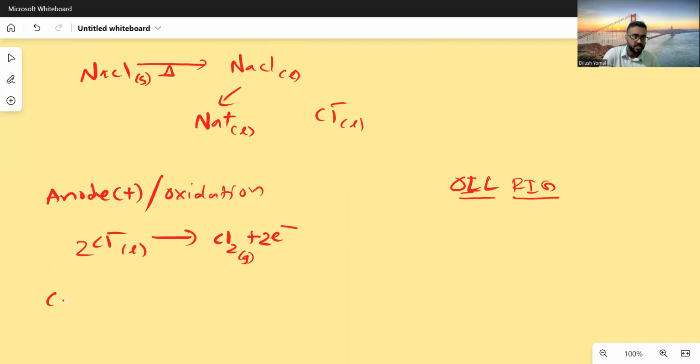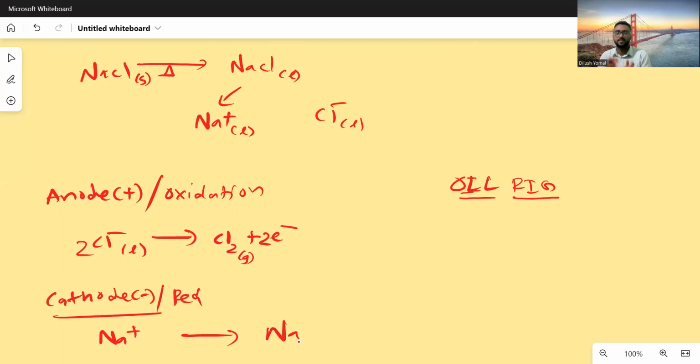We'll go to the cathode reaction. On the cathode, what reaction is taking place? The cathode is the negative charge one. We know reduction takes place at the cathode. Positive ions, cations, are coming to the cathode. Na plus comes, and whatever ions come, they discharge. They lose their charge. So Na plus becomes Na.